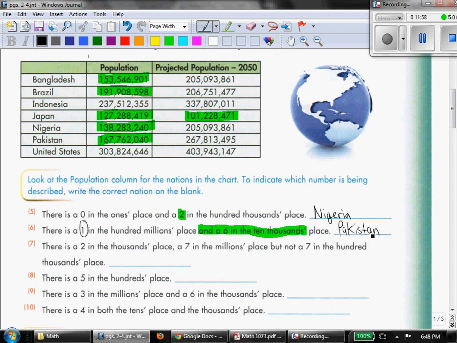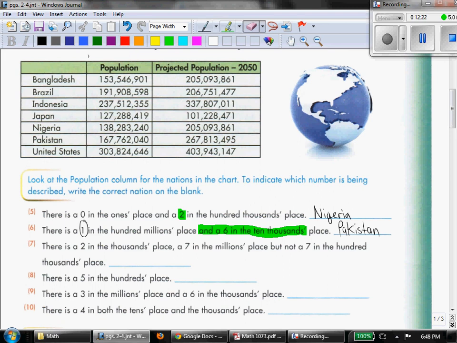Alrighty then. Now, number 7 says there is a 2 in the thousands place, a 7 in the millions place, but not a 7 in the 100,000th place. So let's find which number has a 2 in the thousands place. So let me delete these and erase these. Okay, which one has a 2 in the thousands place?